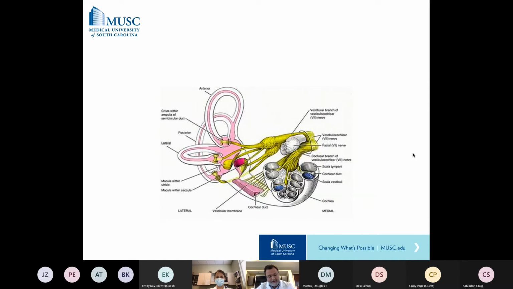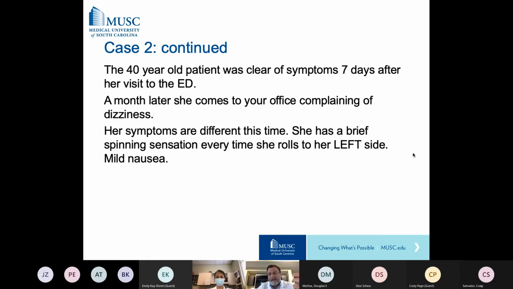So the vast majority of neuronitis will affect the superior vestibular nerve, which means the inferior vestibular nerve is preserved, and which means the saccule and the posterior ampulla are preserved. And about 30% of patients with neuronitis may present after a few weeks with a different complaint. That lady came a month later complaining of dizziness. Her symptoms were different at this time.